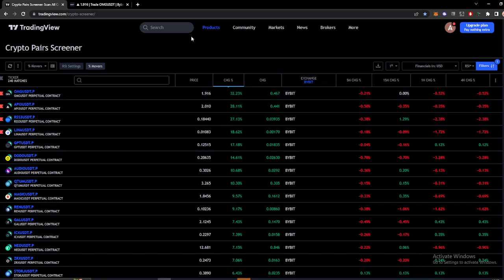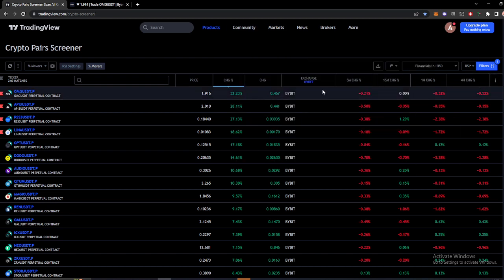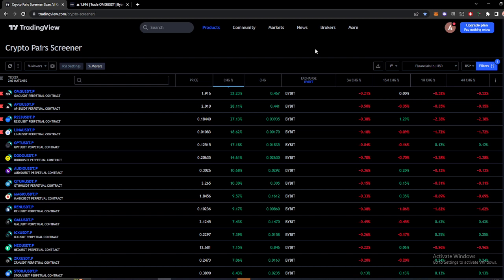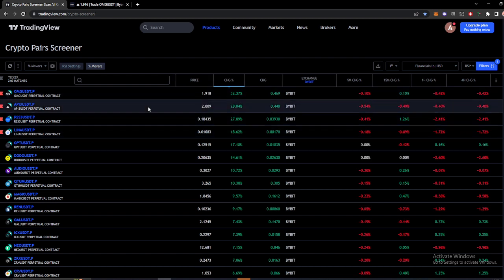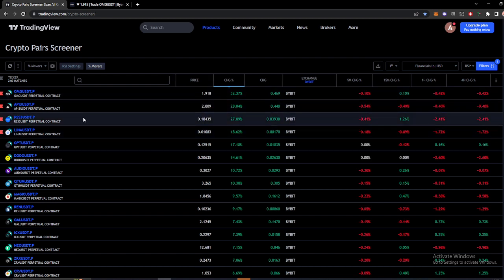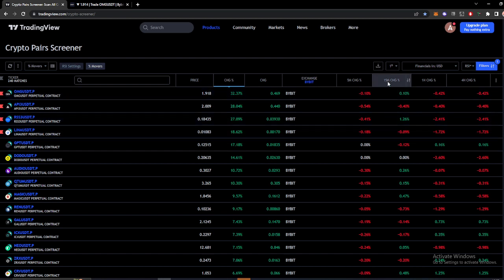So sometimes when I'm looking for pairs to scalp, I'll look at the change overall on the daily, and then I'll use these four to tell me if there's a sudden volume spike. So for example, RSS3 is going up like 1.26% on the 15 minute, which is quite a bit considering in 15 minutes it's having that kind of move.